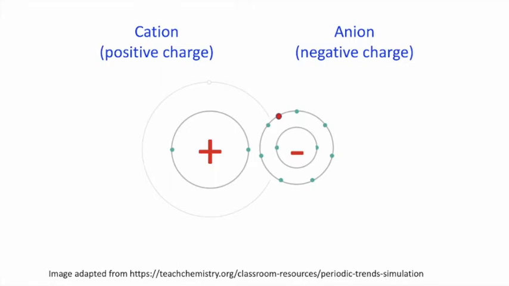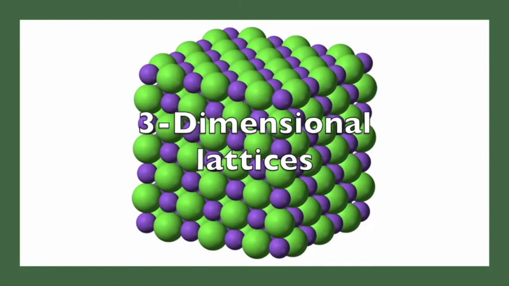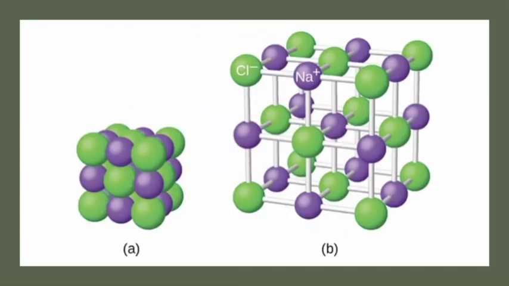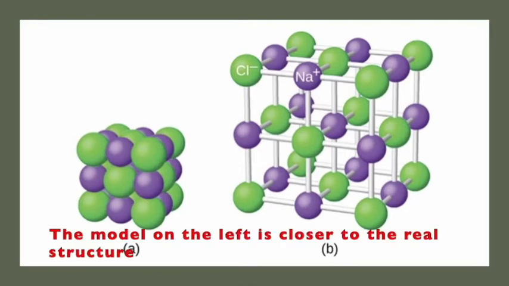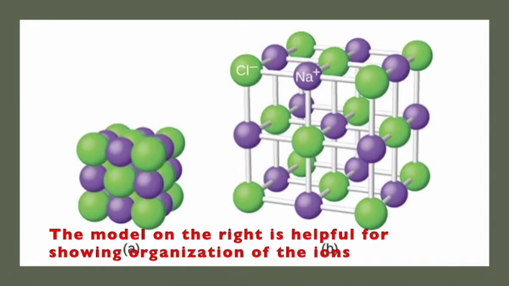Ionic compounds tend to form three-dimensional lattices when they're in solid form. These are large, organized crystalline structures where each ion is surrounded by a bunch of other ions of opposite charge in a definite pattern. Here's an example. This is a representation of the three-dimensional crystal structure of sodium chloride. The purple spheres represent sodium ions, and the green ones represent the chloride ions.